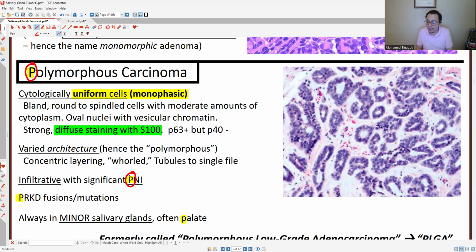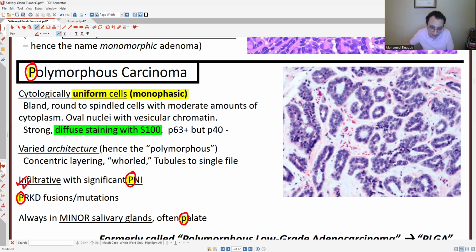What's PNI? Perineural invasion. The first tumor, which is painful. Painful because it infiltrates the nerves. And it might end up infiltrating a sensory nerve, and that's why it leads to pain. So it's a painful tumor. It might lead to neural invasion and perineural invasion. PNI. So polymorphous PNI. It infiltrates locally and usually shows perineural invasion. So this means that it's malignant. It makes sense. The second P is PRKD, which is protein kinase D, I believe, which PRKD fusion or mutation. That's the second P. So PNI, PRKD.